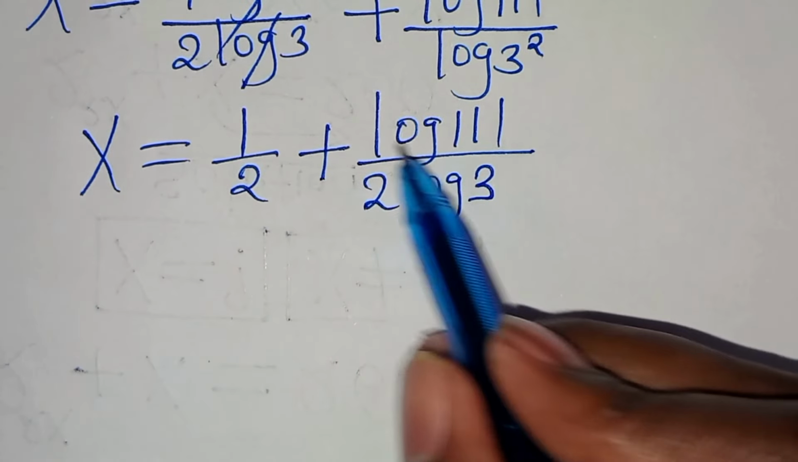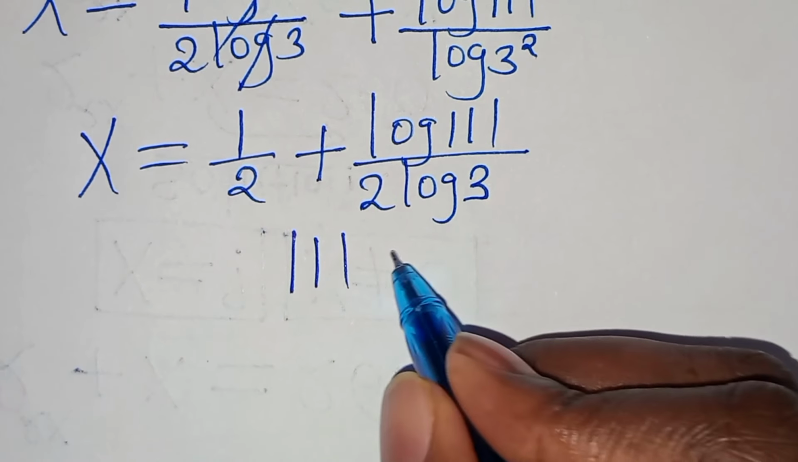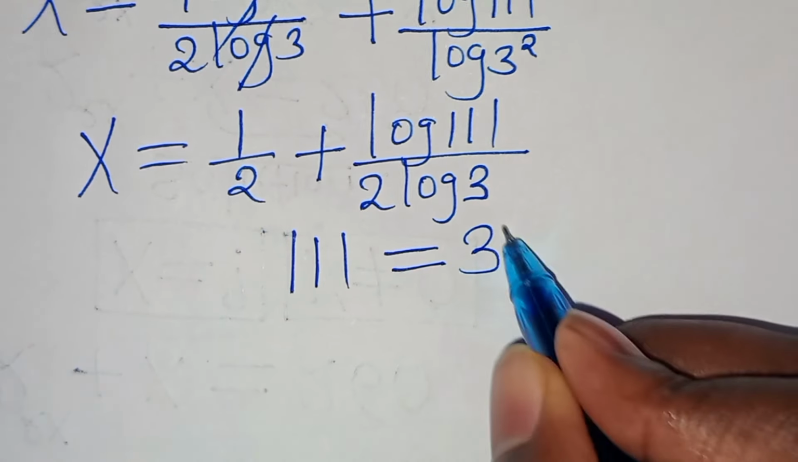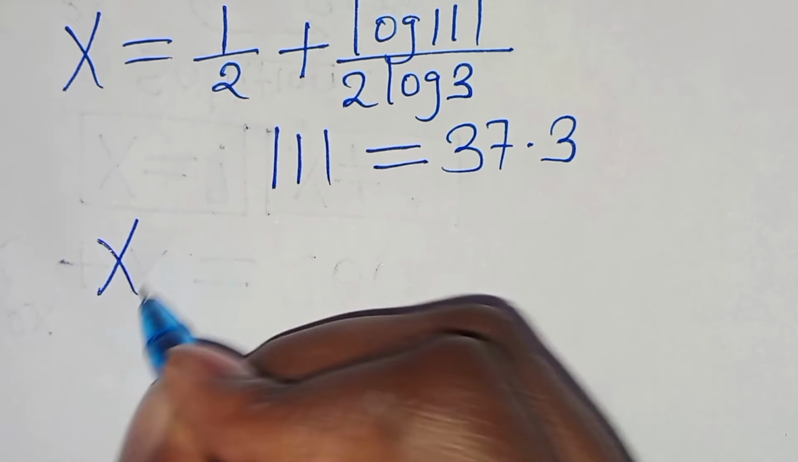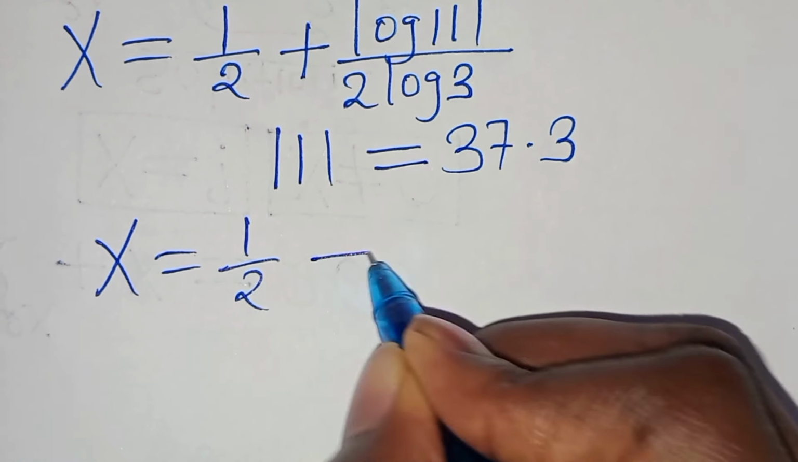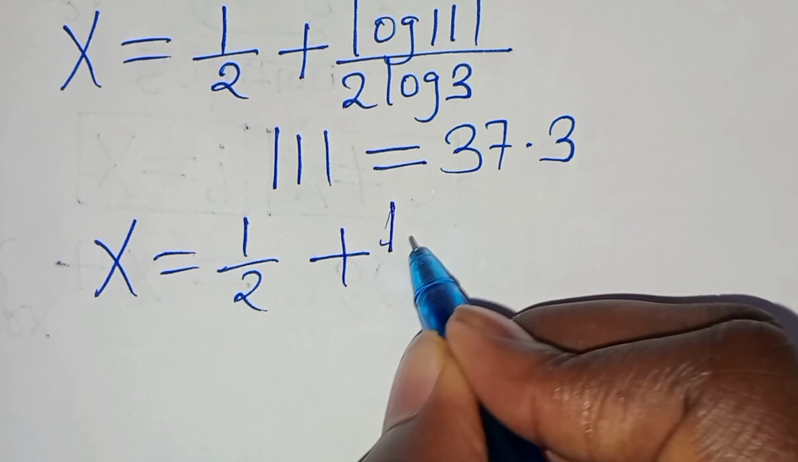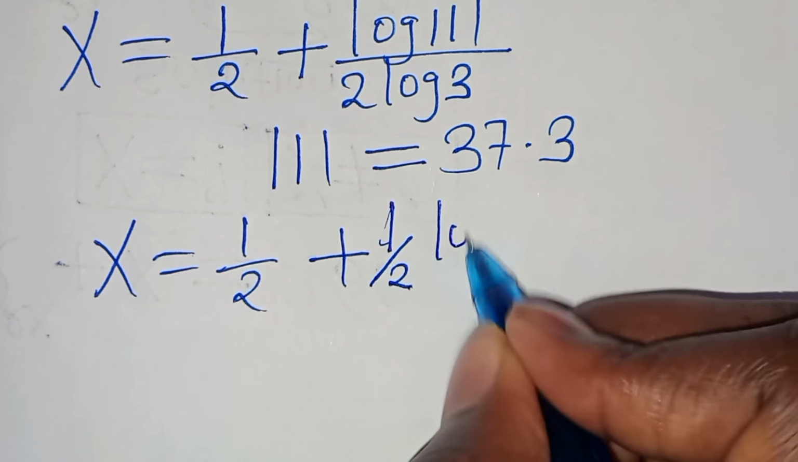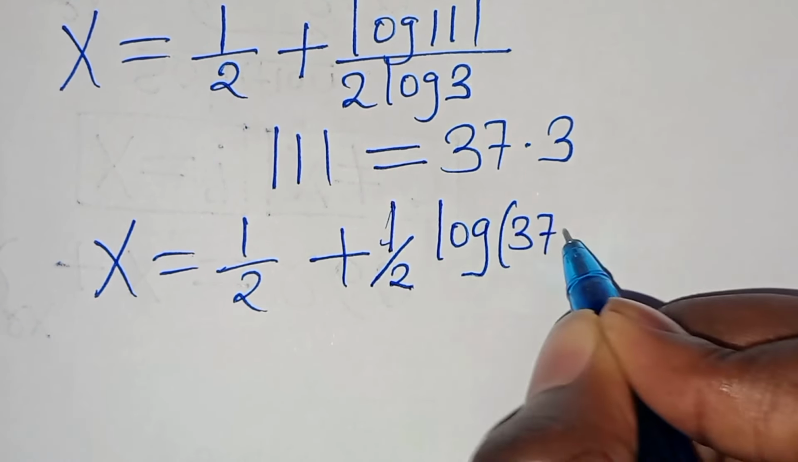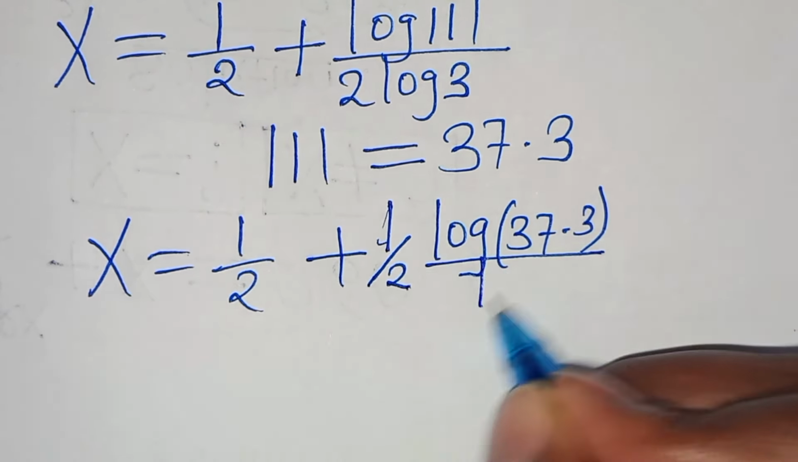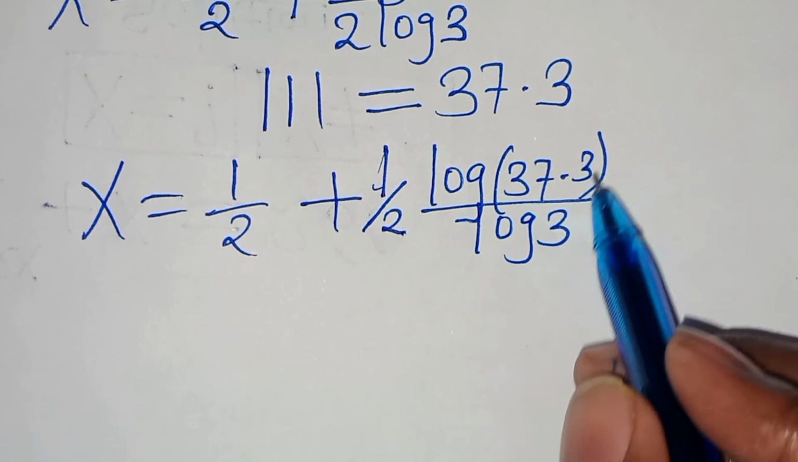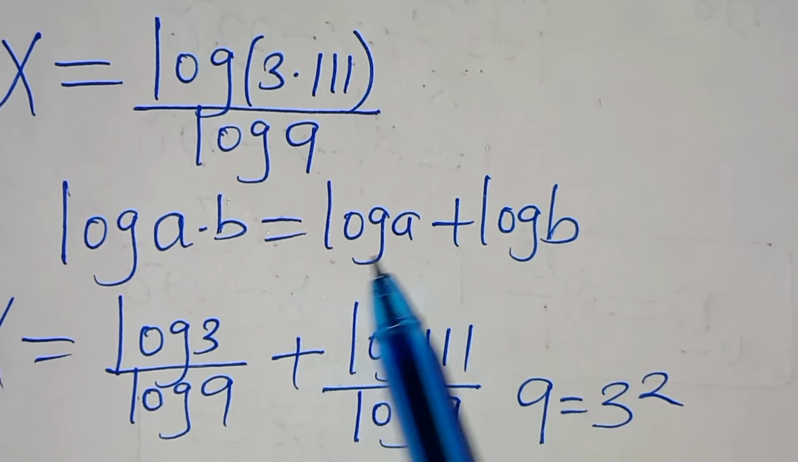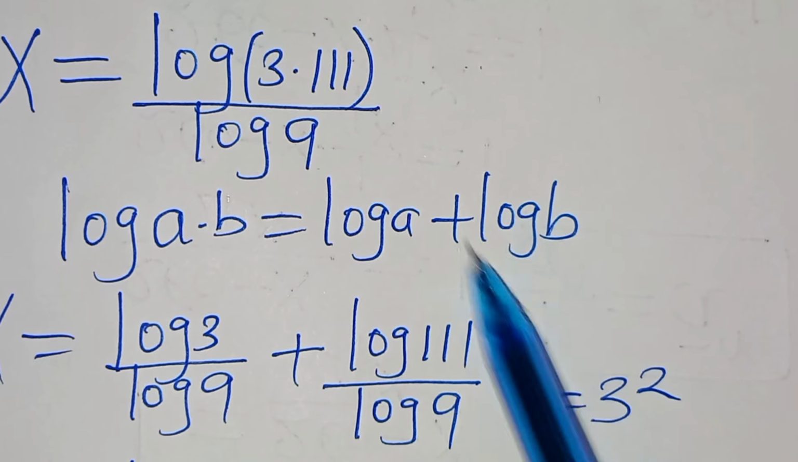The next step is, we can express 111 as 37 times 3. So we have x equal to half, plus half times log of 37 times 3 divided by log 3. So log of 37 times 3 is in the form of log A times B, which we can express as log A plus log B.